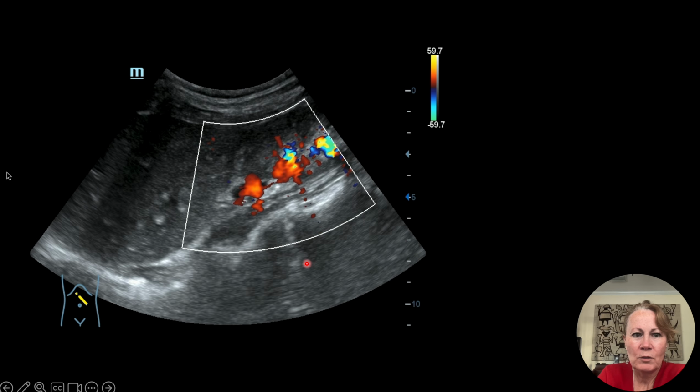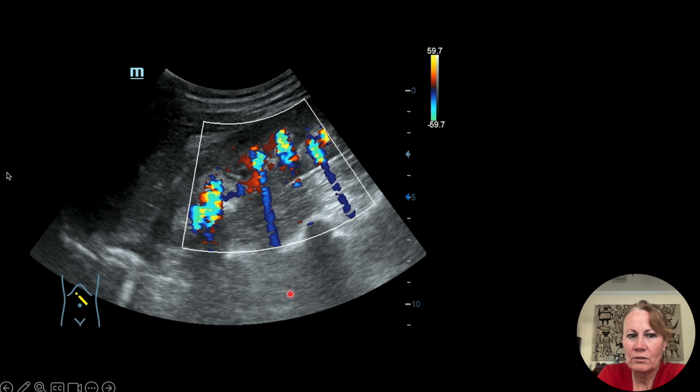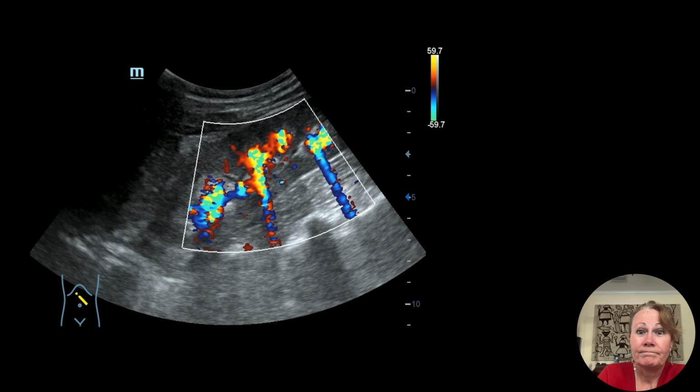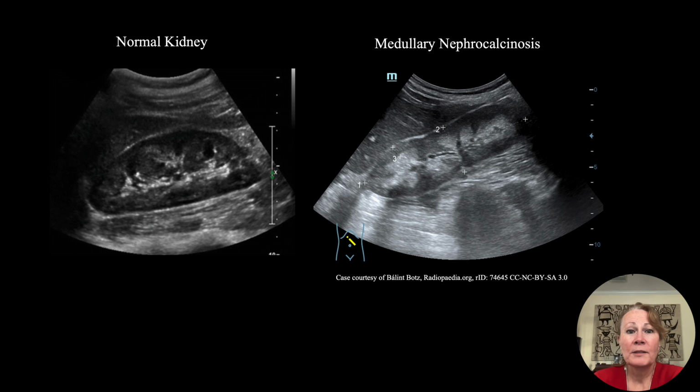And that's not typical of what we see in a normal vascular structure. And it's called the Twinkle artifact. To explain why we have the Twinkle effect, we need to back up a little bit and talk about the normal kidney versus our kidney over here that is diseased.